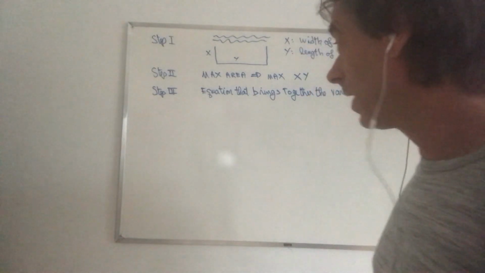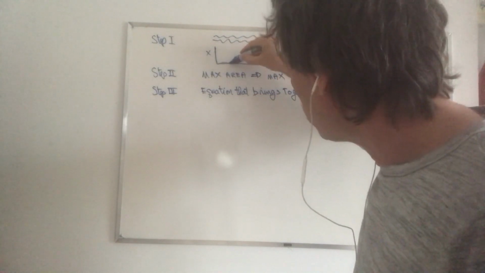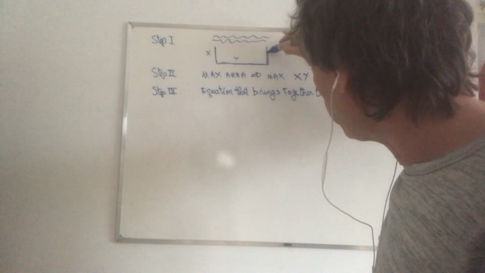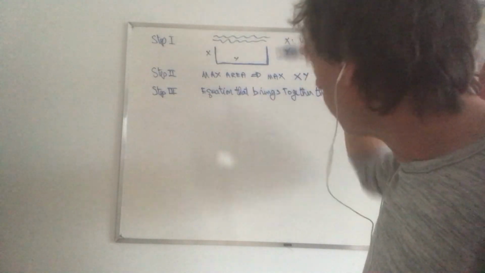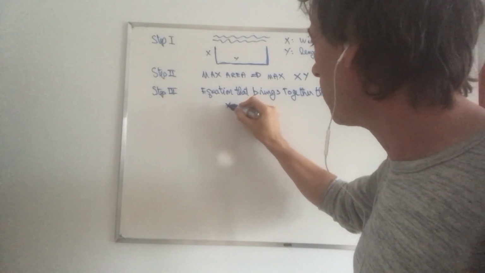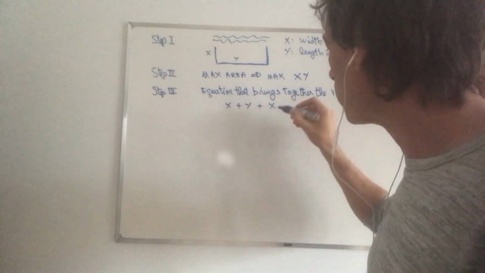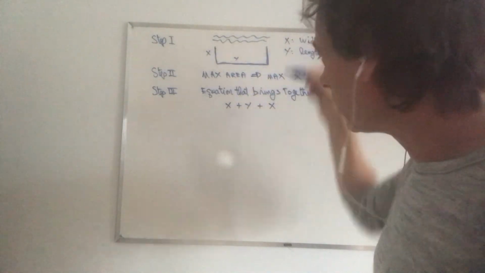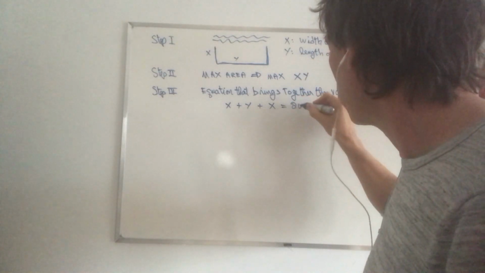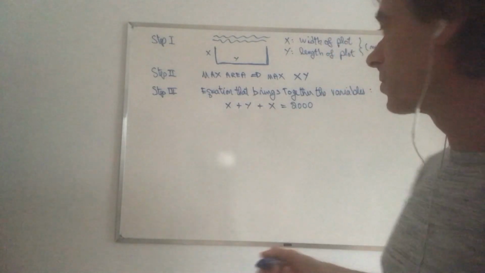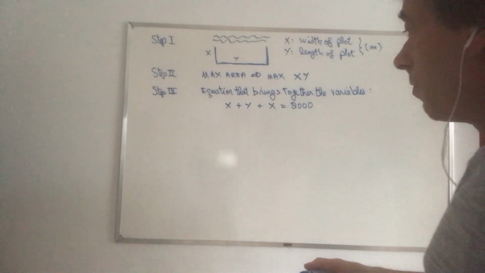Now it's time to use it right here. So I'm going to put some fencing here, I'm going to put some fencing here, I'm going to put some fencing there. So this plus this plus this is all the fencing that I am going to use. Wouldn't it make sense to say x plus y plus x? That's all the fencing that I need, and it's all the fencing that I have. So shouldn't it make sense to say x plus y plus x is equal to 2,000?